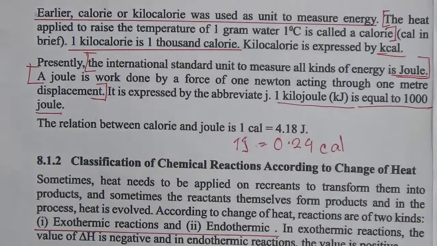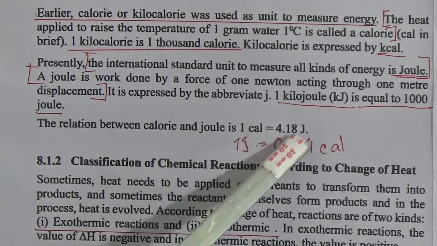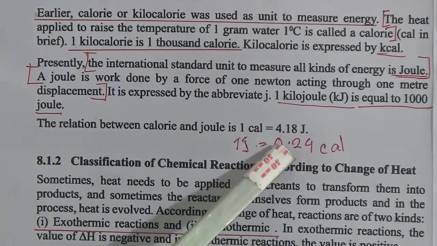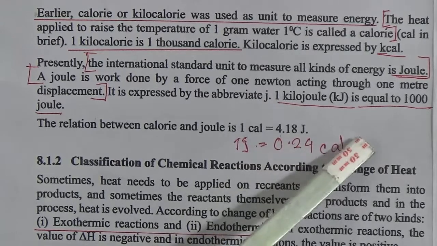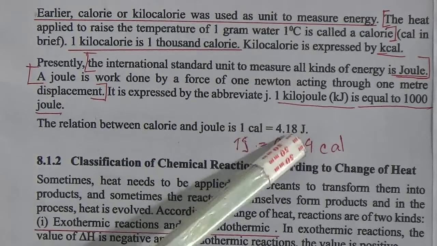Dear students, there is a relationship between calorie and joule. 1 calorie is equal to 4.18 joules, and 1 joule is equal to 0.24 calorie. These things you have to remember to solve the mathematical problems of this chapter.